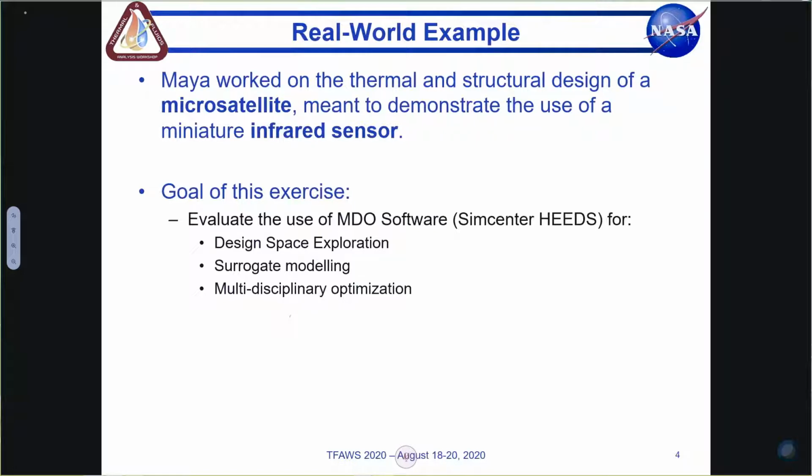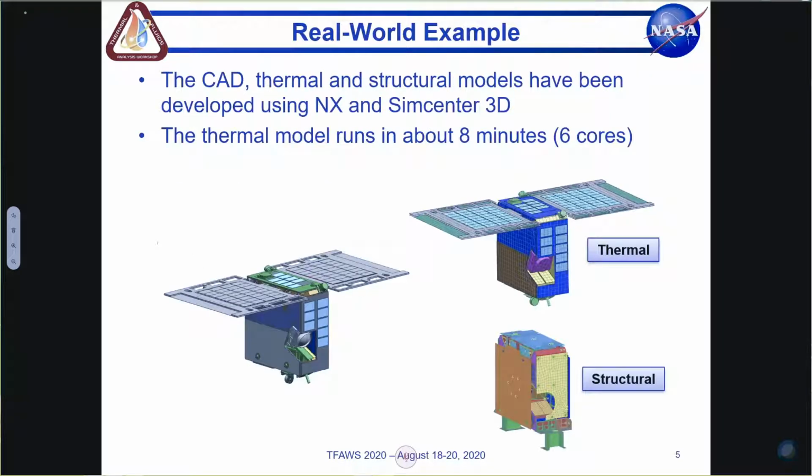So here, what we did was we took an example of a microsatellite, and the goal was to demonstrate the use of a miniature infrared sensor, right? So what we did was we took an MDO software, in this case it was SimCenter TFAWS, to do the design space exploration, the surrogate modeling, and the multidisciplinary optimization of this model. The CAD, thermal and structural models shown here were all developed within NX and within the SimCenter 3D environment. So they're all happening on the same platform, as it were.